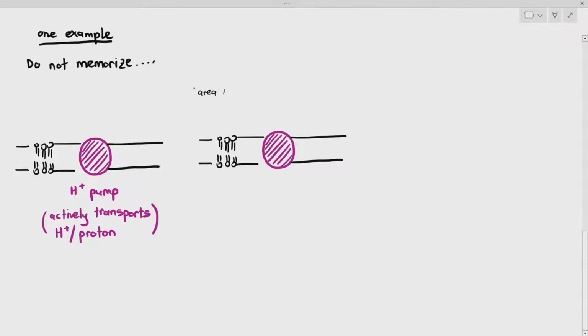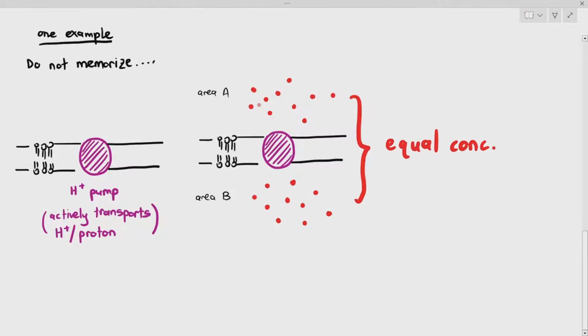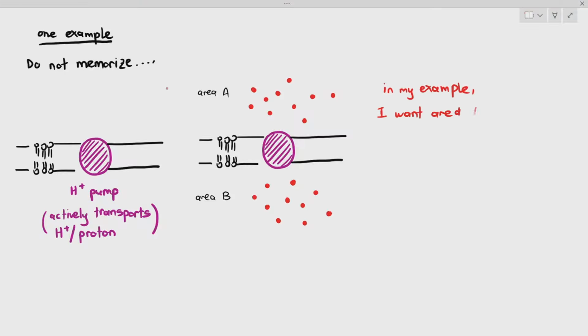Now, let's say in my second diagram in the middle, you can see that in area A and area B, there is an equal concentration of hydrogen ions represented by the red dots. But for example, I want area A to have a higher hydrogen ion concentration. Do not worry about the reason why, just understand that in some circumstances, the cell will want one particular area to have a higher hydrogen ion concentration. So in this case, you cannot rely on diffusion.